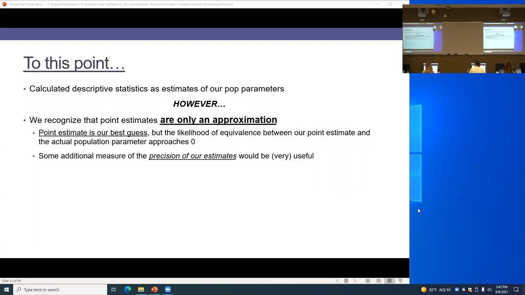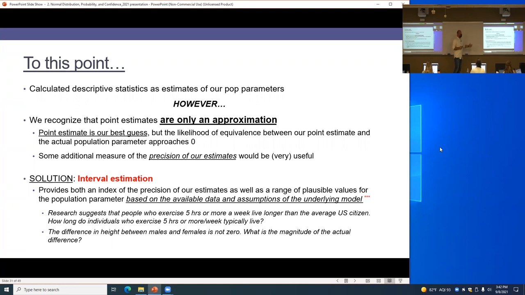And you're going to hear me talk about precision over and over and over, but it would be nice, I would think, for anything that I'm reading to know how fine this best guess is, how precise we can assume that this information is, okay? And our solution is interval estimation, okay? What our interval estimates do is give us an index of the precision of our estimates in addition to the range of plausible or likely values for a population parameter, based on the data that we have at our disposal and the assumptions of our underlying model.